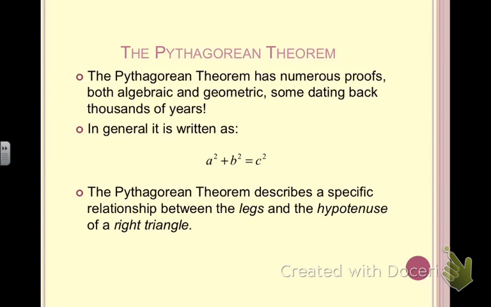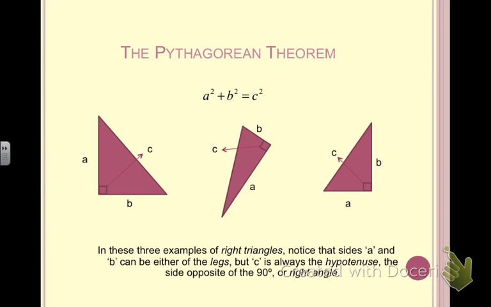The theorem in general is written as a squared plus b squared equals c squared, and it describes the relationship between the legs and hypotenuse of a right triangle. In the Pythagorean theorem, the legs are represented by the variables a and b. It does not matter which you label a and which you label b, but both a and b must be legs of the right triangle. The variable c is always the hypotenuse. The hypotenuse is the longest side of the right triangle, and it is easy to locate because it is always across from the right angle, the 90-degree angle.